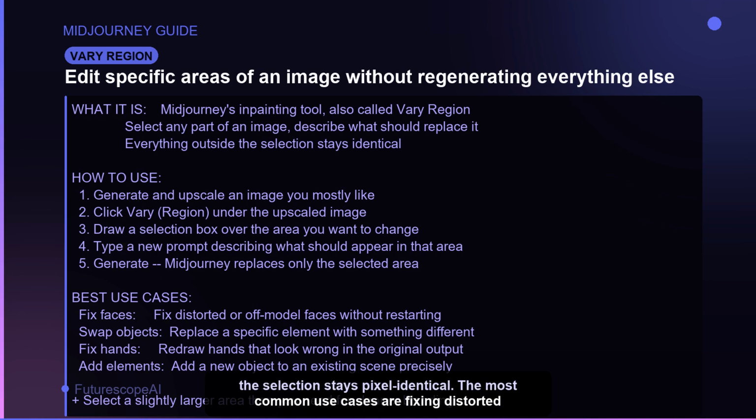The most common use cases are fixing distorted faces or off-model expressions, replacing specific objects or background elements, fixing hands that look wrong in the original generation, and adding new objects to an existing scene with precise placement control. One practical tip: select a slightly larger area than you think you need. This gives Midjourney enough context to blend the new content cleanly with the surrounding image.